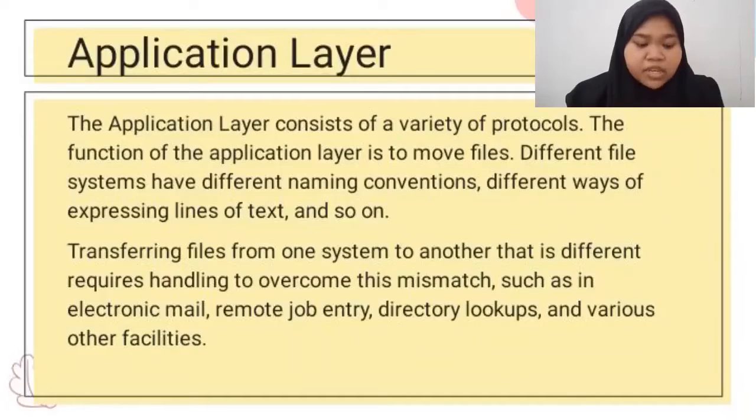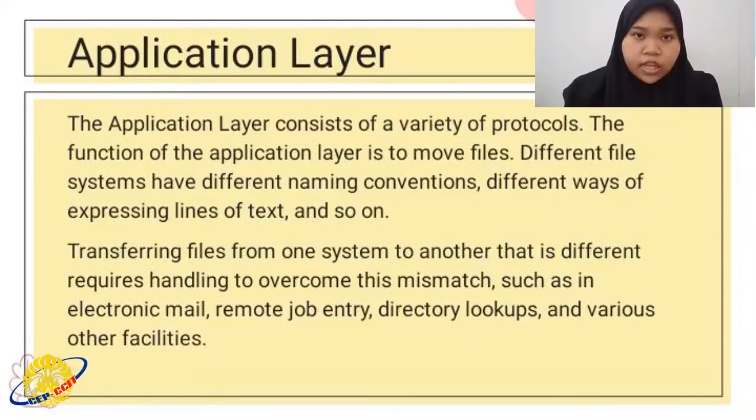Application layer. The application layer consists of a variety of protocols. The function of the application layer is to move files. Different file systems have different naming conventions, different ways of expressing lines of text, and so on. Transferring a file from one system to another that is different requires handling to overcome this mismatch, such as in electronic mail, remote job entry, directory lookup, and various other facilities.